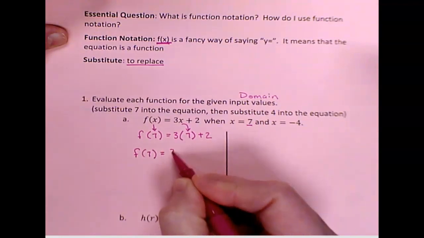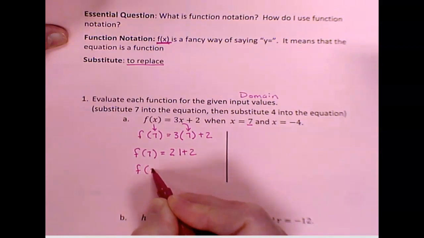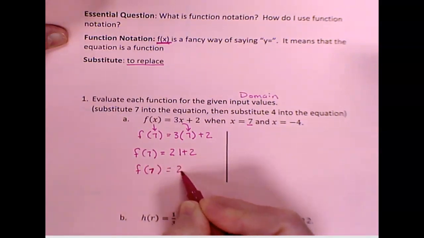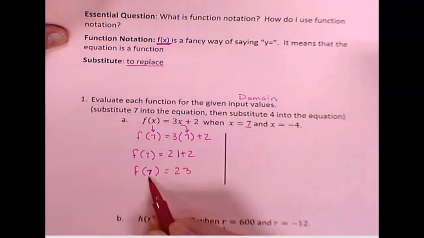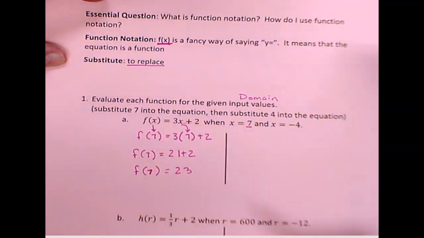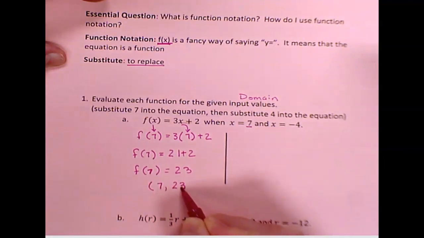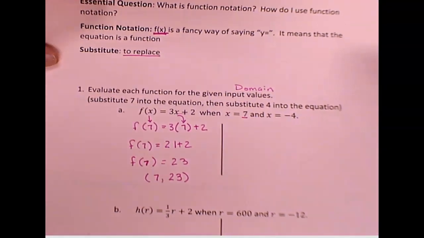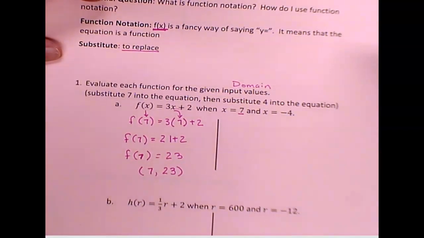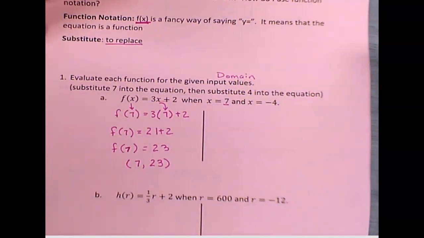3 times 7 is 21. So f of 7 equals 23. If I graph this, this would be a line, and one of the points on that line would be (7, 23). That's what you're finding when you are substituting in a point.